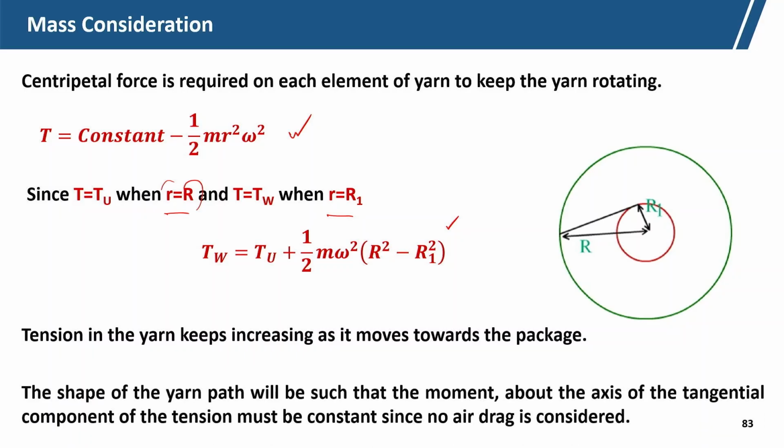The shape of the ion path. So, the tension increases from the ring side traveler towards the package. The shape of the ion path will be such that the moment about the axis of the tangential component of the tension must be constant, since the air drag is not considered here.